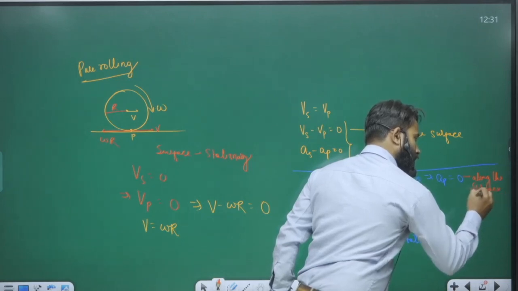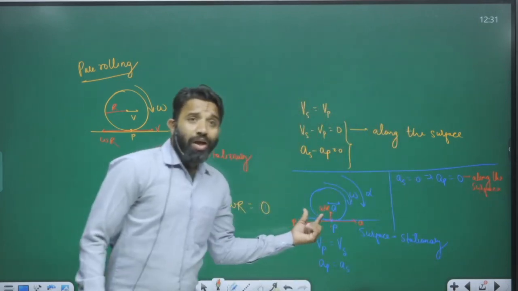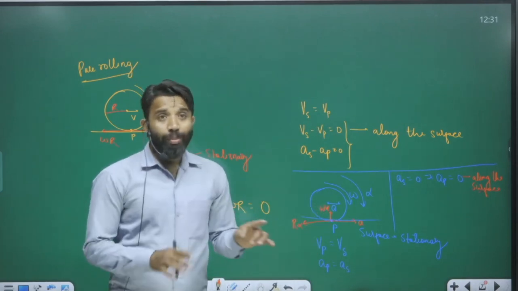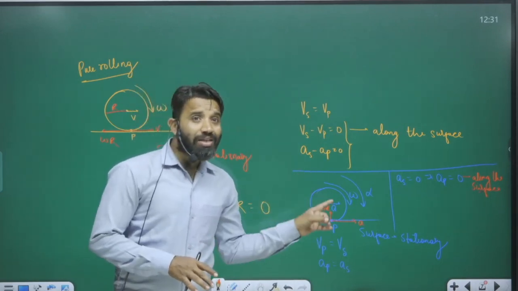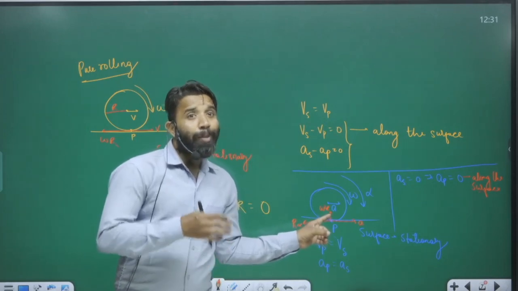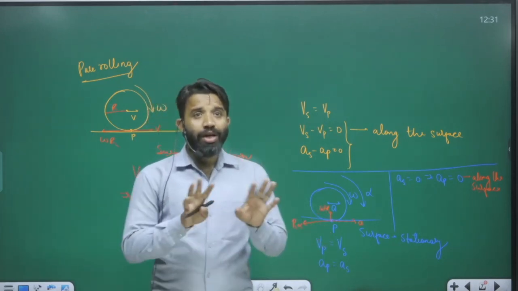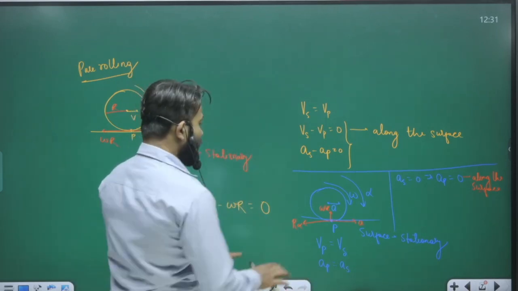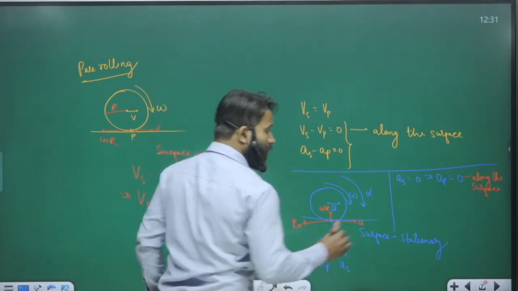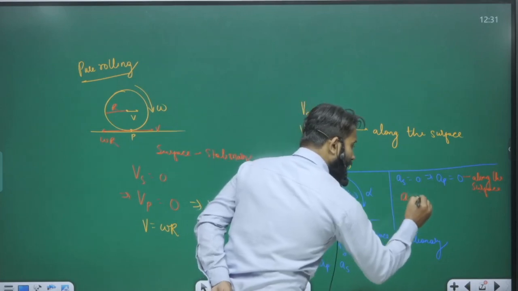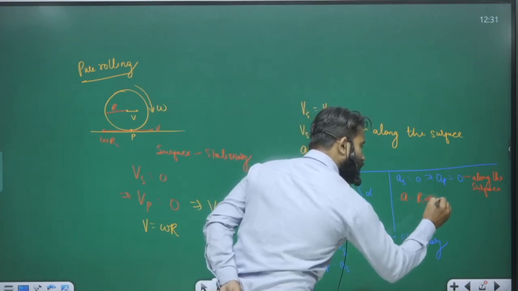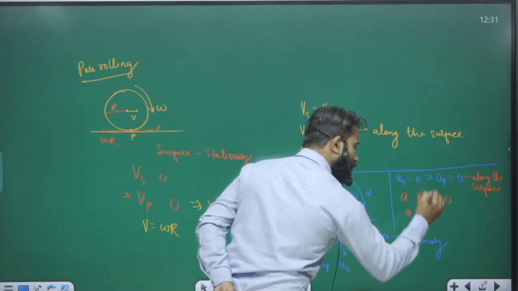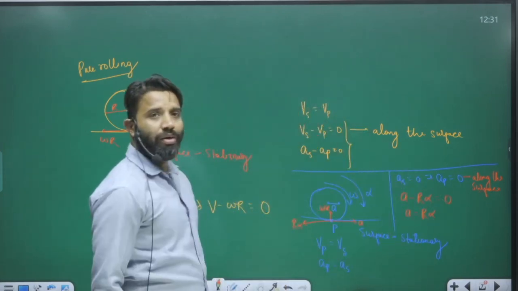So if you are thinking, sir, what about omega square r? Omega square r is the acceleration of this point perpendicular to the surface. So we need not worry about this acceleration, we just need to consider these two accelerations, that is a and r alpha. That means a minus r alpha should be equal to 0, and in that case a will be equal to r into alpha. Got my point?